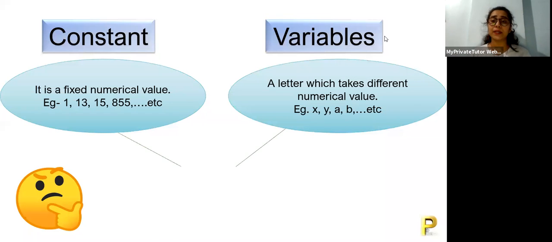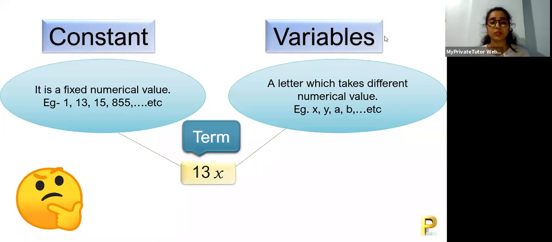Now if you take a constant and a variable together, let's see what it forms. 13 is a constant; 13 will be 13 always. But X, you can put as 1, and after some time you can put 3, 4, 5. You can put any number for X. It doesn't have any fixed value, correct? So a constant and a variable together is called a term. This is very important to know: a constant and a variable together is called a term.